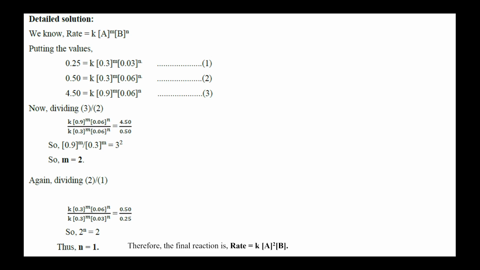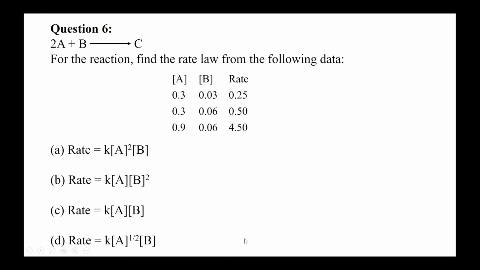Look at the people who haven't understood or people who haven't answered. Look at the calculation here and see if you are also getting m is equal to 2 and n is equal to 1. So once you have the value of m and n, you can just replace. So this will be rate is equal to K into A raised to the power of 2 and B raised to the power of 1. So that will be equal to this option A.